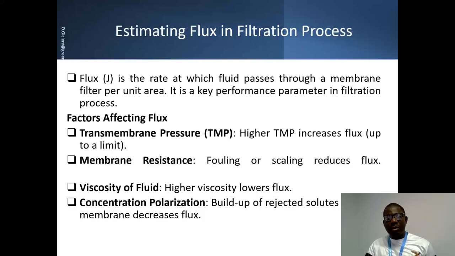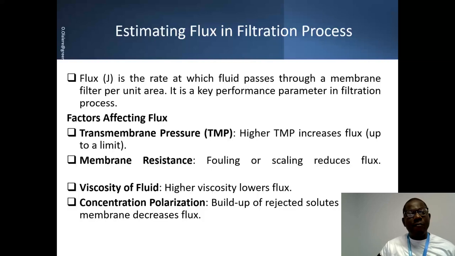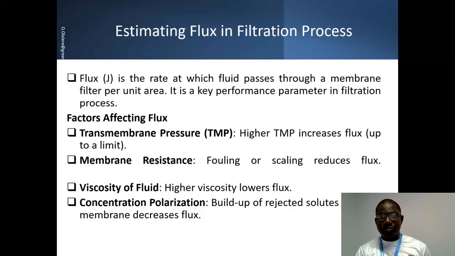Then we look at membrane resistance. Do we have fouling or scaling? Fouling is when you have the surface of a filter being clogged by some of the particles. And we have viscosity of fluid. So the higher the viscosity, the lower the flux. It's more like when you have something that is thick, it will be difficult to push. The last one is concentration polarization. When there is a buildup of rejected solids near the membrane, it decreases the flux.